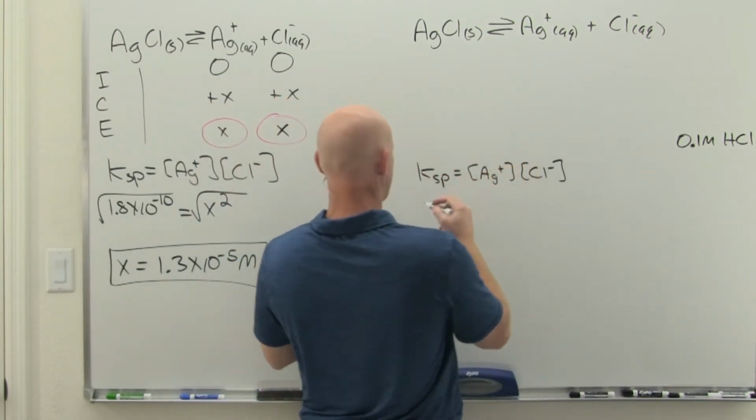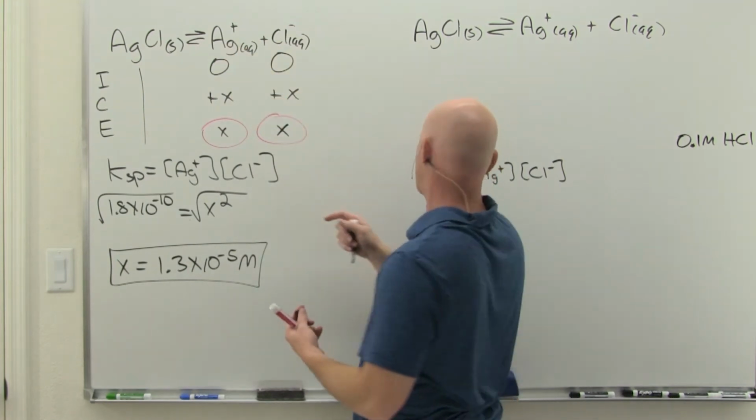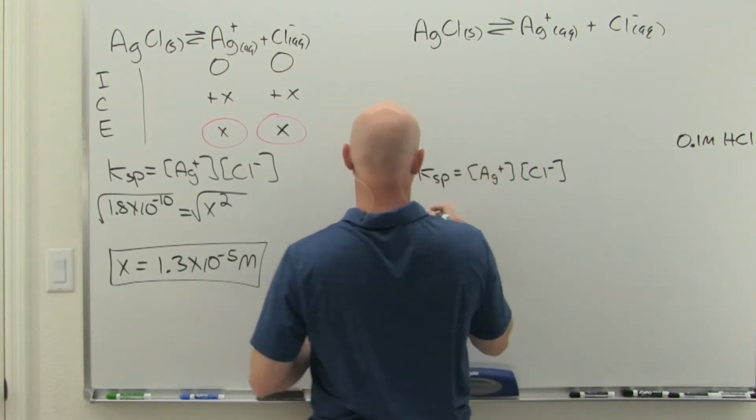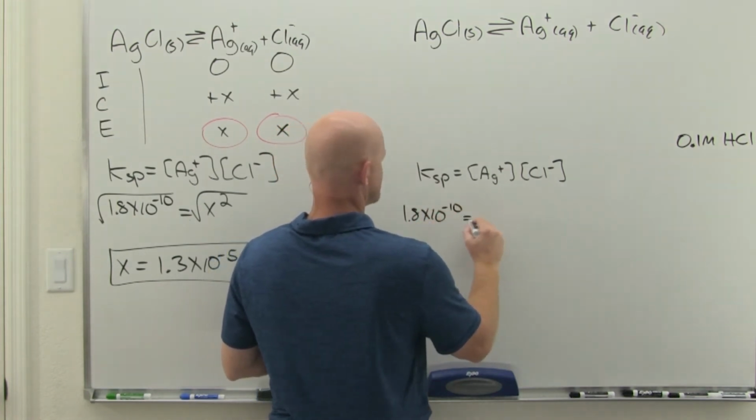All right, so normally what we do is a lot of people get used to the pattern on the ICE chart, and they're just like, yeah, make that x, and set it equal to KSP, and you get 1.8 times 10 to the negative 10, and they say times x and times x.